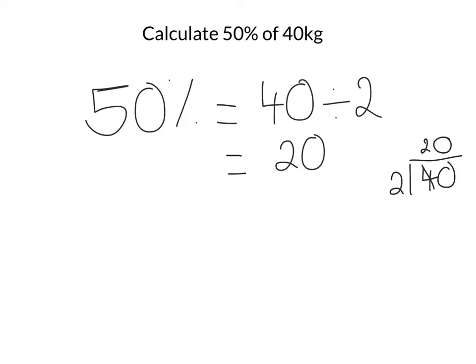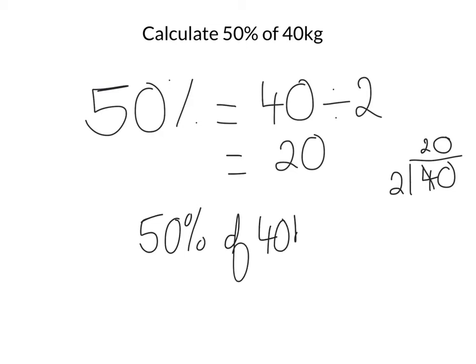However, this question wouldn't be right, as I have been given units in the question, 40 kilograms, so I need to leave units in my answer. So 50% of 40 kilograms is equal to 20 kilograms. So to find 50%, we simply halve the number that we are given.